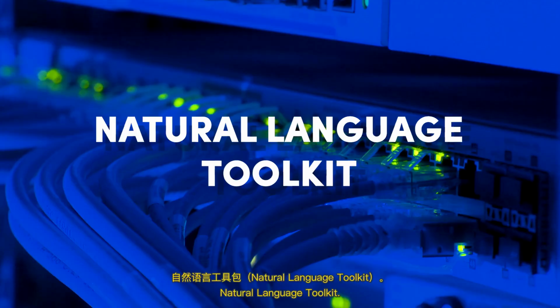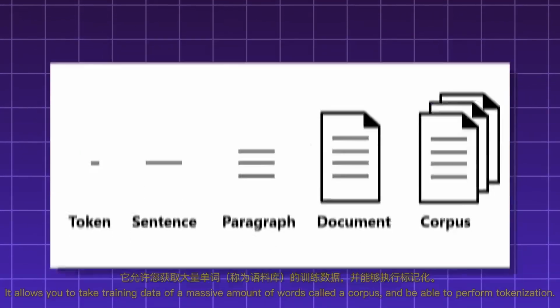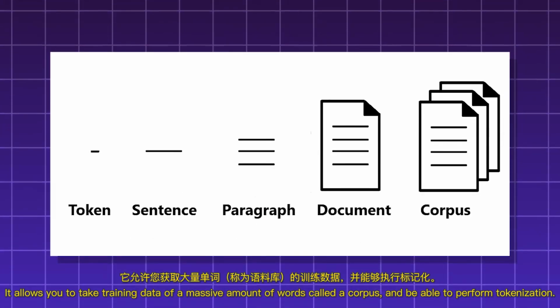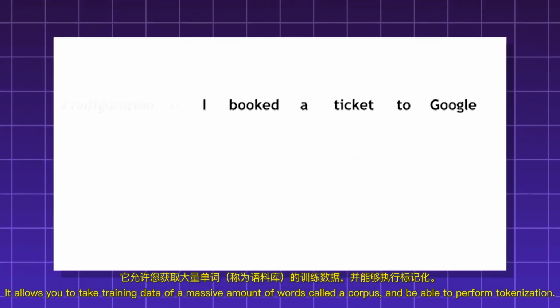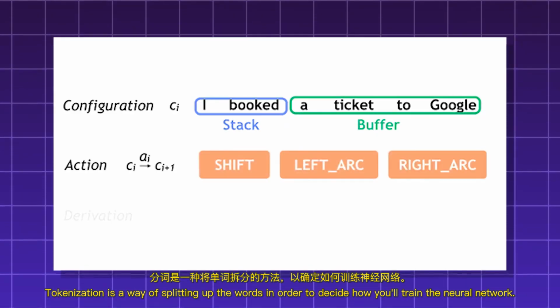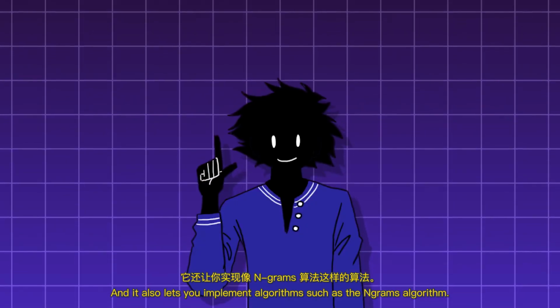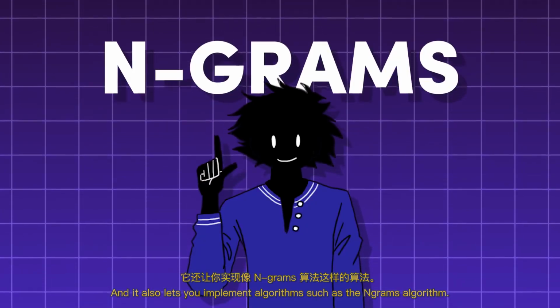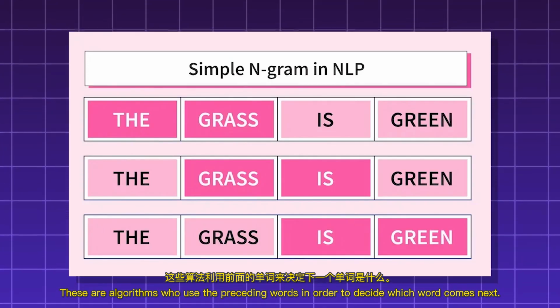Natural Language Toolkit, a library for NLP or natural language processing. It allows you to take training data of a massive amount of words called a corpus and be able to perform tokenization. Tokenization is a way of splitting up the words in order to decide how you'll train the neural network, and it also lets you implement algorithms such as the n-grams algorithm. These are algorithms which use the preceding words in order to decide which word comes next.